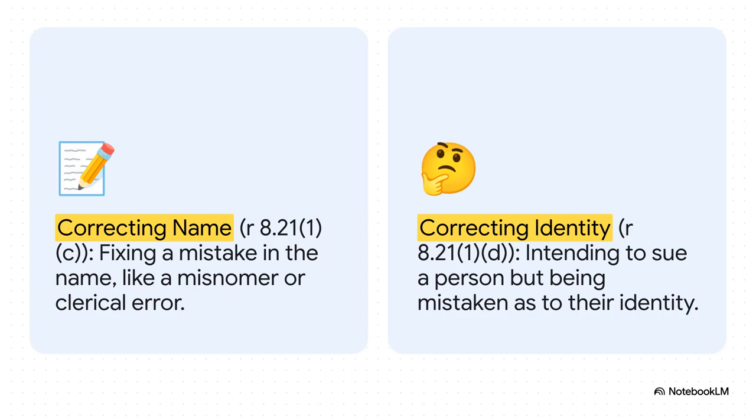Now, you really need to zoom in on this subtle but critical difference between subrules (c) and (d) of Rule 8.21(1). Correcting a name under (c) is for a simple mistake. You meant to sue John Smith, but you wrote John Smyth. Easy. But correcting an identity under (d) is way more complex. This is where that principle from Bridge Shipping comes in. You intended to sue the right person, like the auditor of a company, but you just got their actual identity wrong. Getting this distinction is so important.